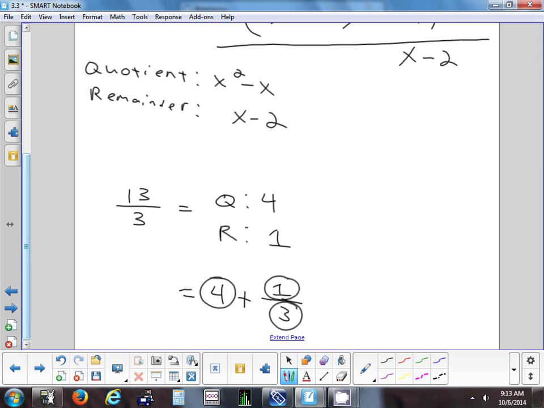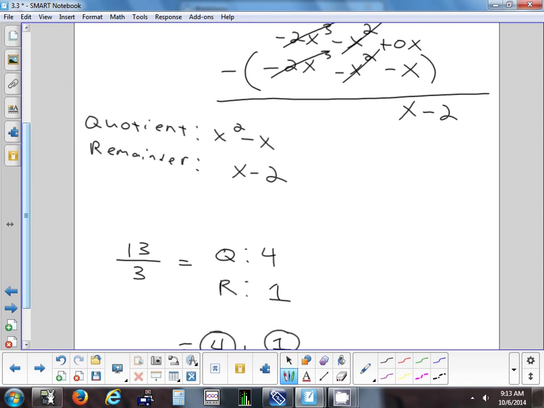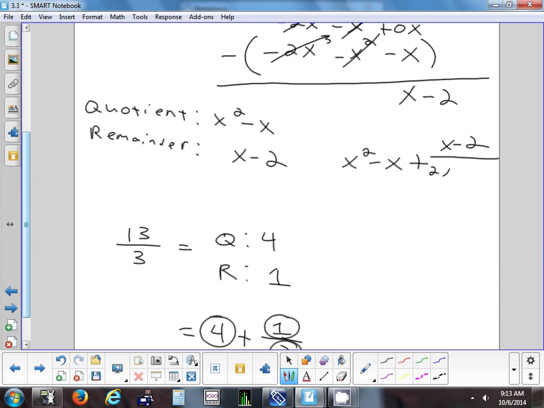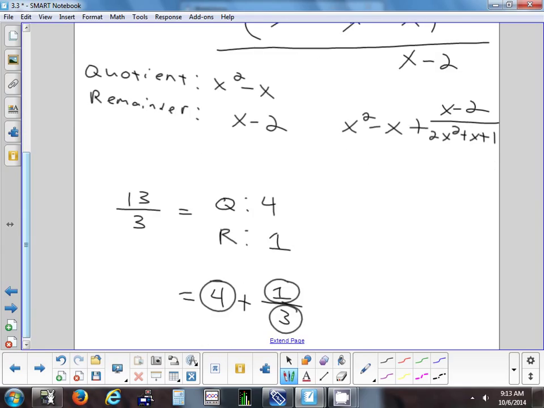We could do the same thing here. So we could say it's our quotient plus our remainder over our divisor, 2x squared plus x plus 1. It's exactly the same thing we just did with numbers, except it's with polynomials. Any question on that, if they ask you to write it this way instead? If you get confused, just go back to numbers. Think of it that way. And instead of 4, 1, and 3 being numbers, they're all polynomials now.